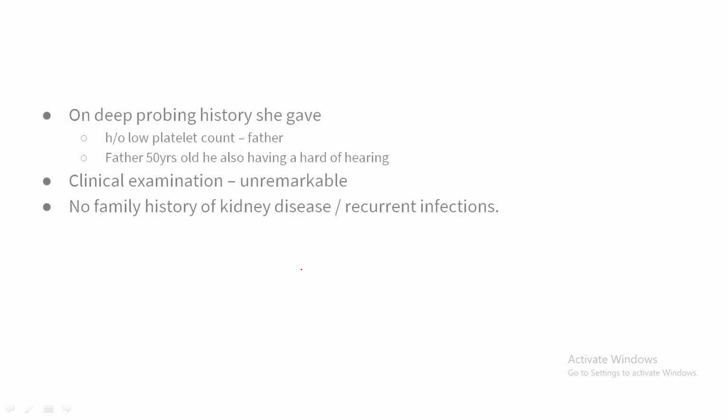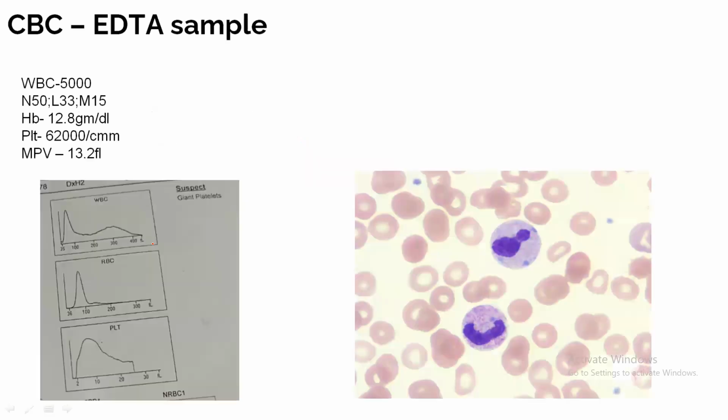So on deep probing, she also gave history. Her father also had low platelet count, and father at 50 years of age was having hard of hearing. Normally, the senile deafness we usually see at around 60 to 70 years of age, but a 50 years old gentleman is having hard of hearing, and clinical examination was unremarkable. No family history of any kidney problems or recurrent infections. Why I have asked the kidney history, I'll tell you.